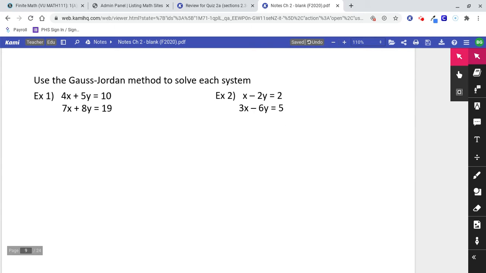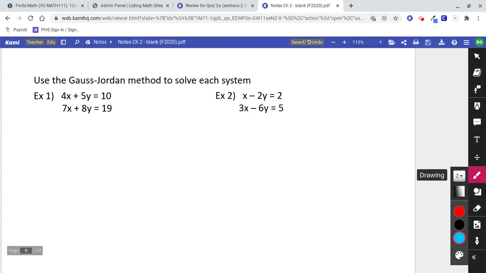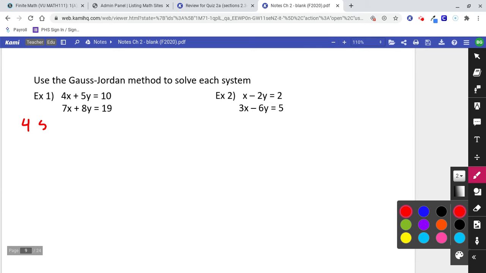So here we go. Use the Gauss-Jordan method to solve each system. 2 equations is really not that bad. Step 1 is write the augmented matrix. So we take the variables out. We're going to have 4, 5, 10, 7, 8, 19. Augmented matrix.